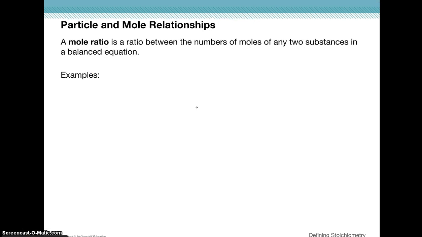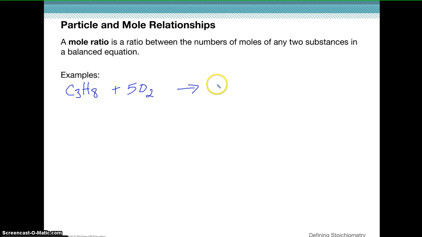Okay, so now let's take our balanced equation and find what are called mole ratios. A mole ratio is a ratio between the number of moles of any two substances in a balanced equation. So let's go back to the balanced equation we were just using, the one with propane in it: C3H8 plus 5 O2 yields 3 CO2 plus 4 H2O.